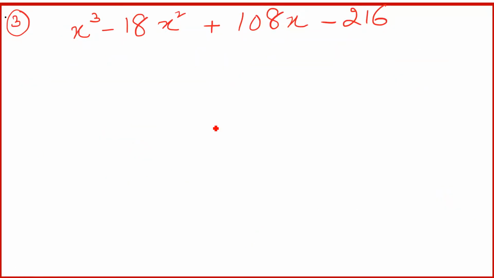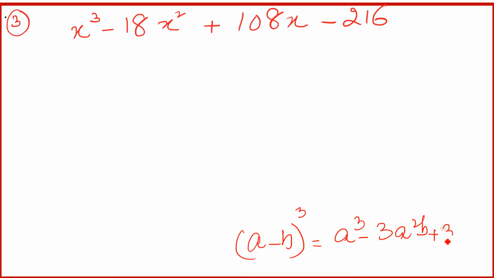One more question. See, again it is positive, negative, positive, negative. So it means, and the first term is cube, right? It means this is (a minus b) whole cube, which is equal to a cube minus 3a square b plus 3ab square minus b cube. You have to memorize this formula.